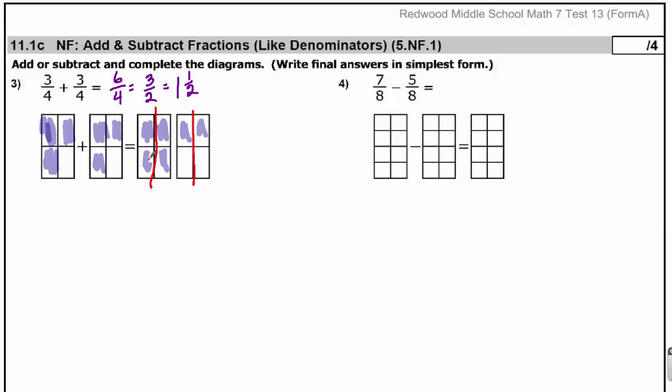We can see we have 1. Here we have 4/4, which is the same as 1. And here we have 2/4, which is the same as a half.